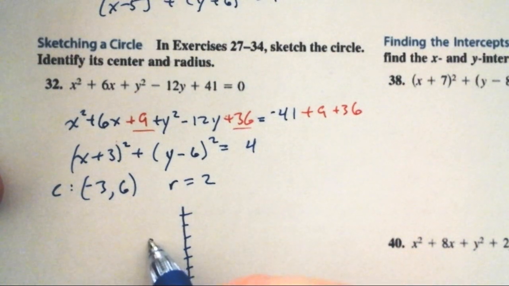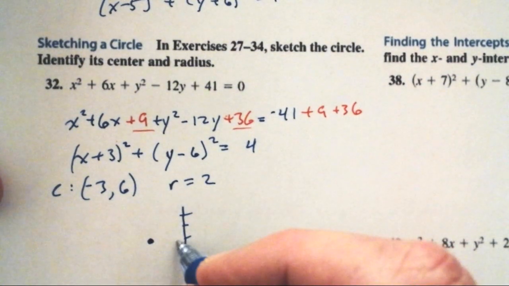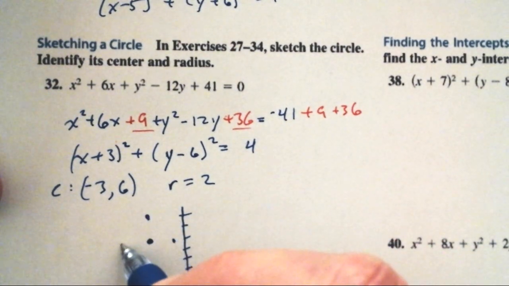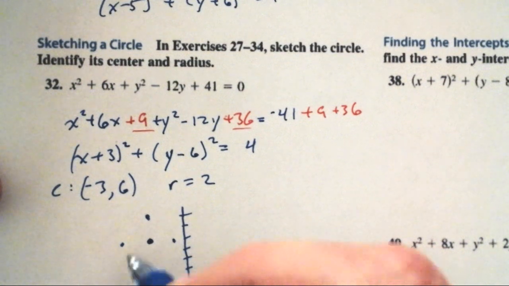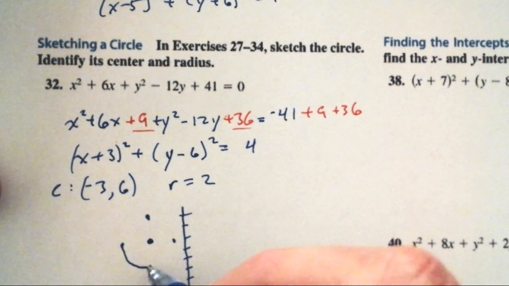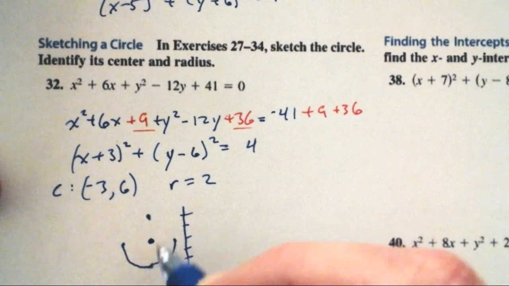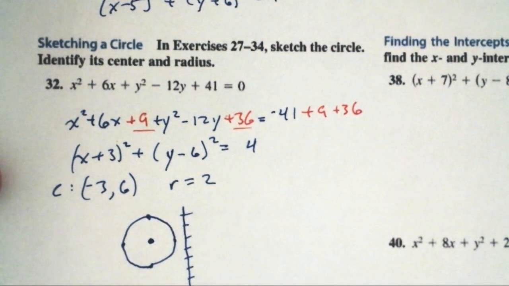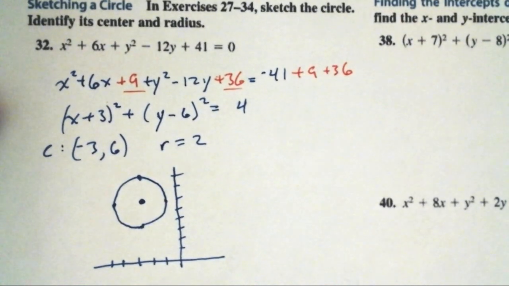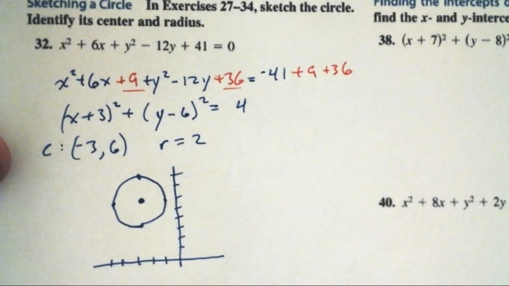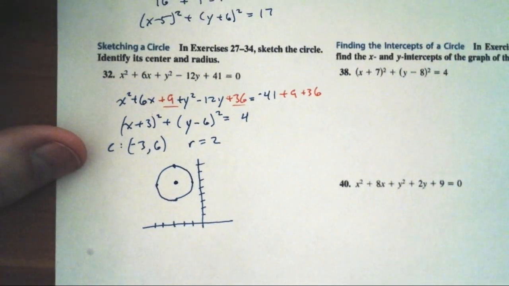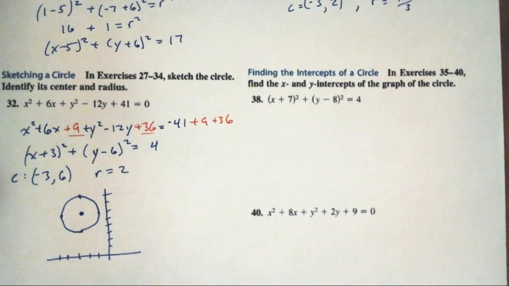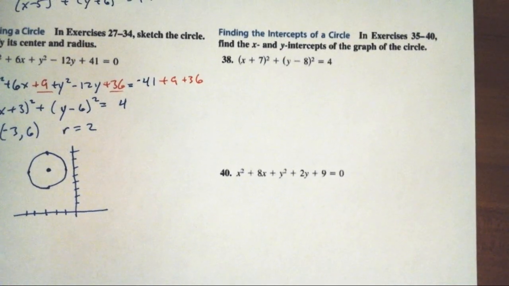Negative 3, 6, center, 2 to the right, 2 up, 2 to the left, 2 down, and we're going to try to do the best we can to give ourselves a decent circle here. It wasn't very good there. Sometimes I do well. Okay. So anyway, sorry if you didn't see the scaling on the bottom there. So that is it. Let's go ahead and take a look at 38.